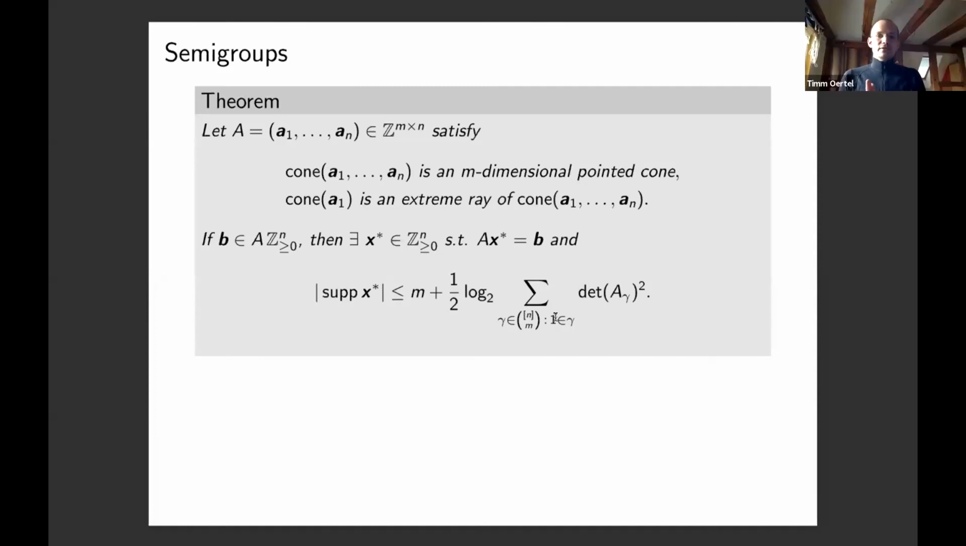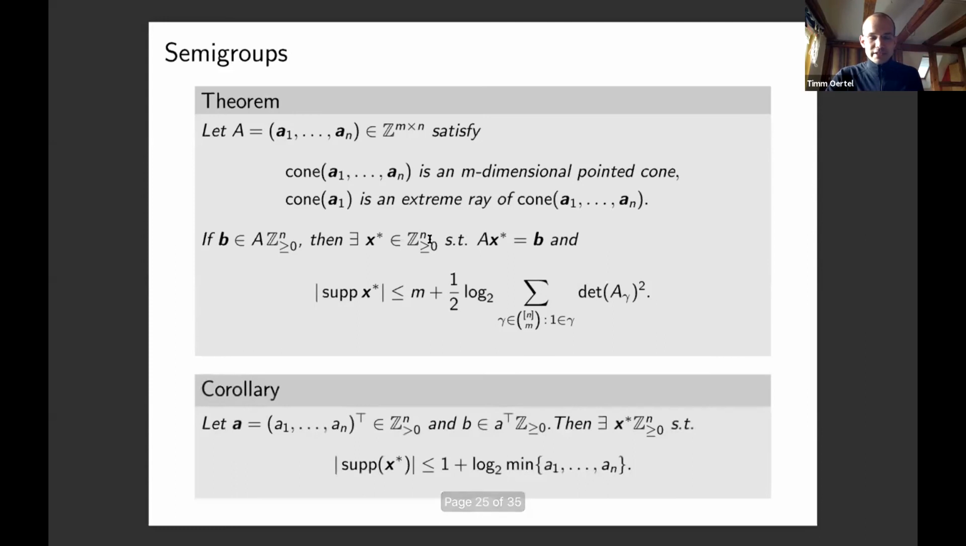Okay, so this setting becomes even a little easier and nicer if we look at the setting where m is equal to 1. Then the pointed cone assumption just relates to saying that either all elements a1 to an are positive or all are negative. And then let's assume that they're all positive for the moment. And then the extreme rays are just either the smallest or the largest entries.